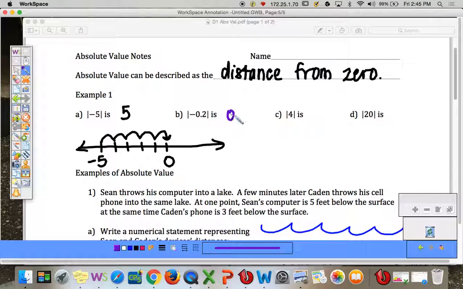-0.2 is 0.2 away from 0, so we see the absolute value of -0.2 is 0.2. The absolute value of 4 is 4. 4 is 4 away from 0, and the absolute value of 20 is 20. 20 is 20 away from 0. So absolute value is the distance from 0. If it's negative, it turns into a positive number, and if it's positive, it stays positive.